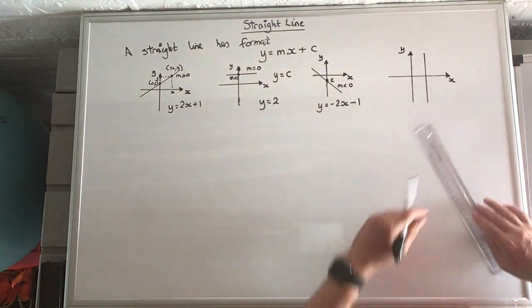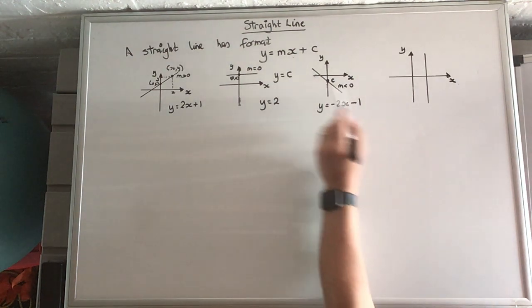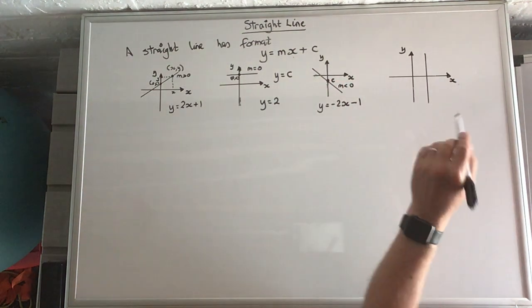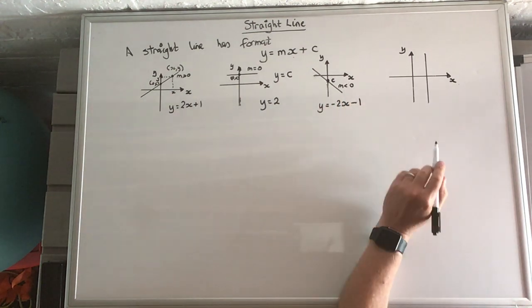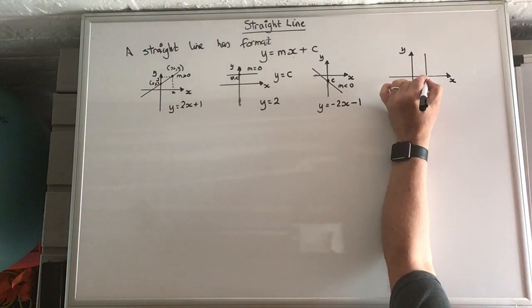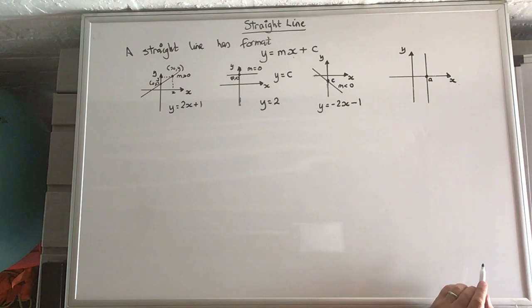There we go. Still a straight line, but it's vertical this time. Well, the equation is not y equals mx plus c in this case, and this is the special case. This is the only one that is not y equals mx plus c. Let's say it crosses at this value here, and we'll call it a. Well, the equation for that line is very, very simple.